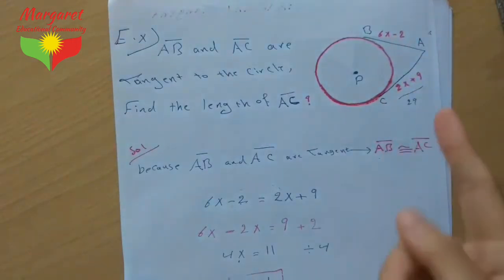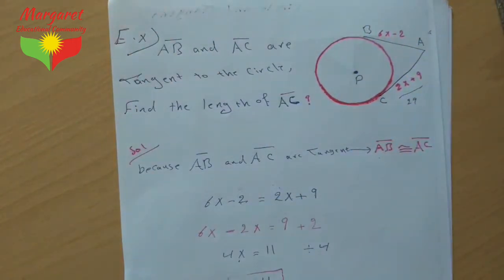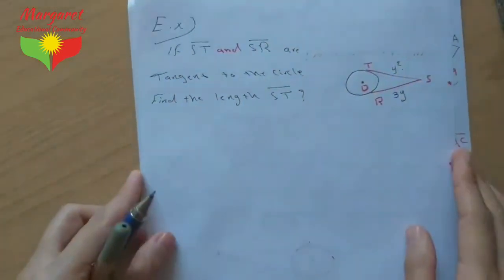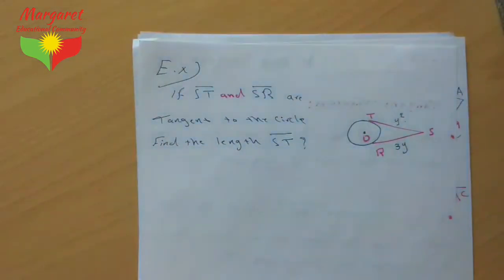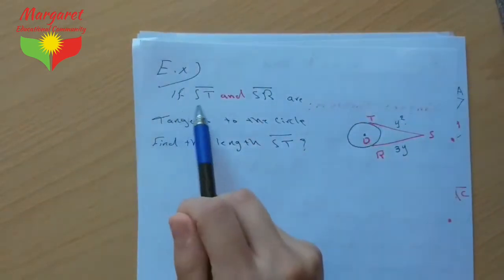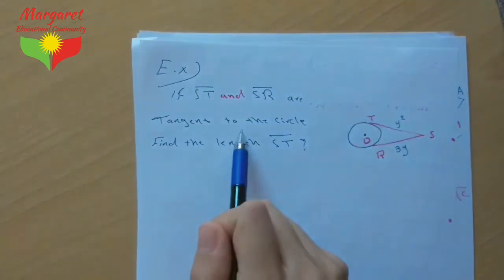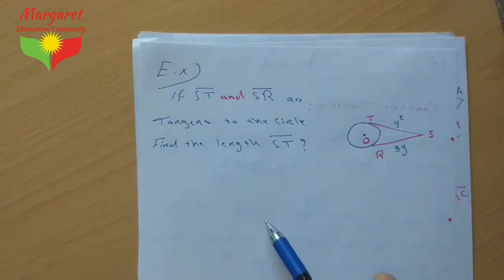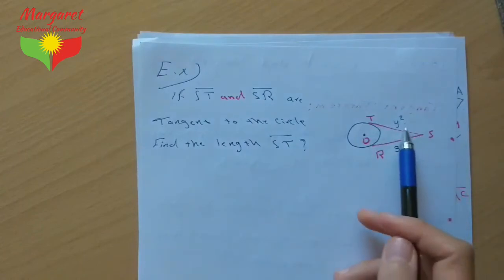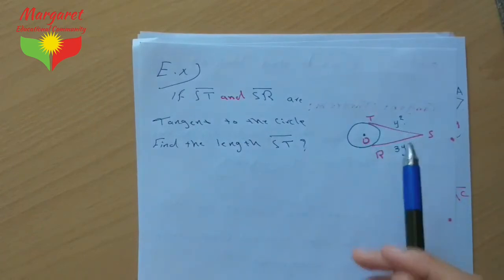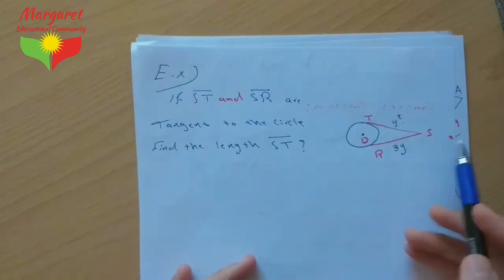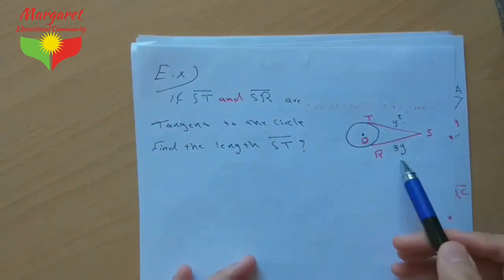Okay students, now we have another example. Look from here, we have another example. If ST and SR are tangent to the circle, find length ST. The length ST is y square and the length SR is 3y.